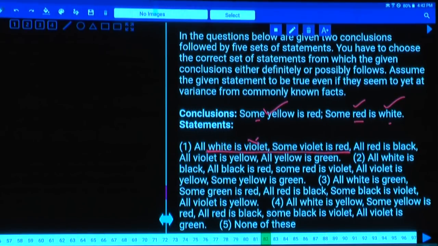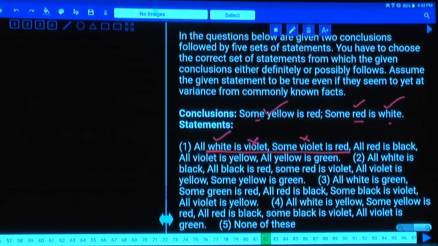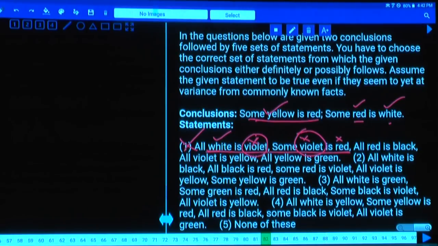Yes. Then again coming for tick and cross. This is tick and cross, this is cross and cross. Tell me whether we can derive the conclusion or not. No. Why is it no? Because the middle term is not distributed at least once. And the first conclusion cannot be done with the help of this one. Hence choice one cannot be your answer.